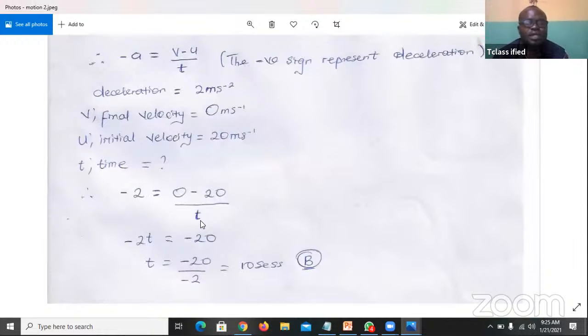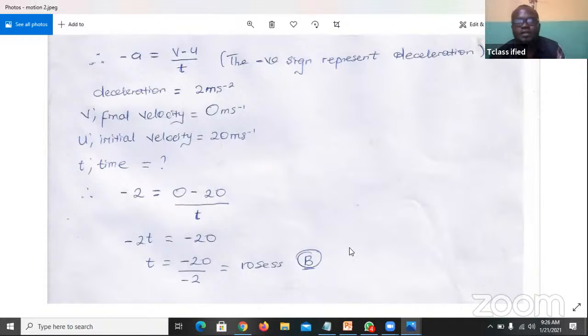So cross multiply. You take this T here. So you have minus 2T equal to minus 20. So cancel out the minus. So we now have T equal to 20 over 2. So we get 10. So 10 seconds is the right answer.